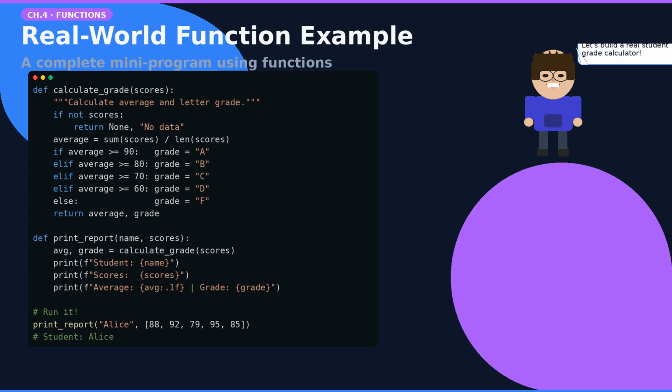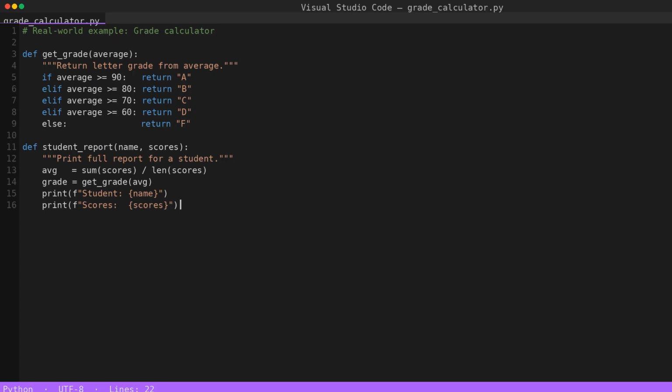Local variables live inside functions, global variables live outside. Lambda creates anonymous one-liner functions. Higher-order functions like map, filter, and sorted accept functions as arguments. Always add docstrings to explain what your functions do. You've now mastered the 4 pillars of Python: variables, operators, loops, and functions. You have everything you need to start building real Python programs.